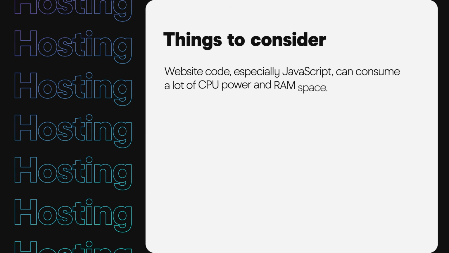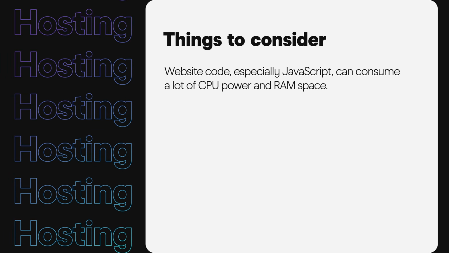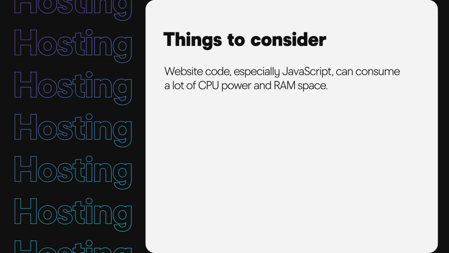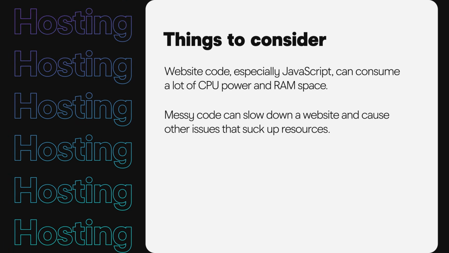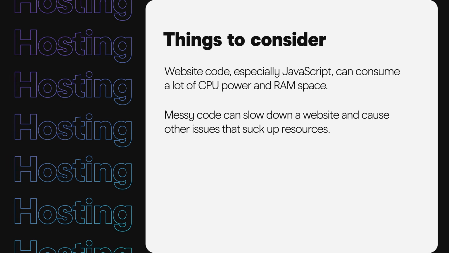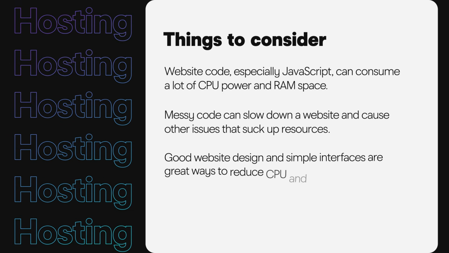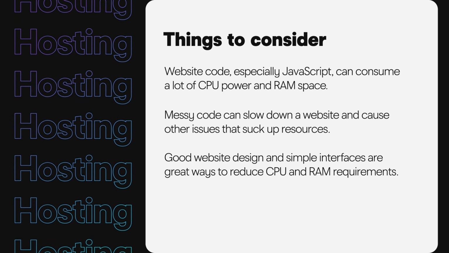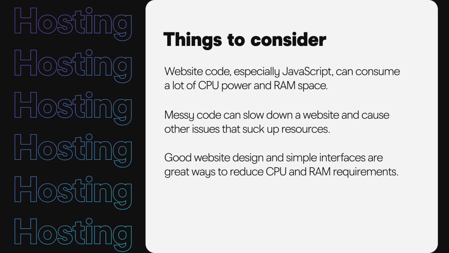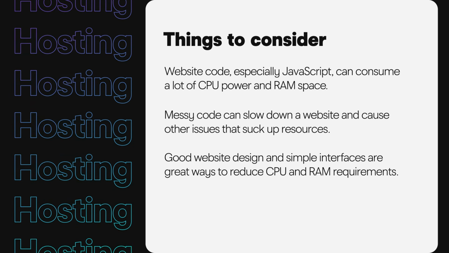By now, you should have a good idea of what you need based on the website's complexity and predicted traffic. However, there is another factor, and that's how your website is built. Website code, especially JavaScript, can consume a lot of CPU power and RAM space. Messy code can slow down a website and cause other issues that suck up resources. Good website design and simple interfaces are great ways to reduce CPU and RAM requirements. If you ever suspect that lousy website design is causing performance issues rather than resources, contact your web host support team who can help diagnose what's happening.